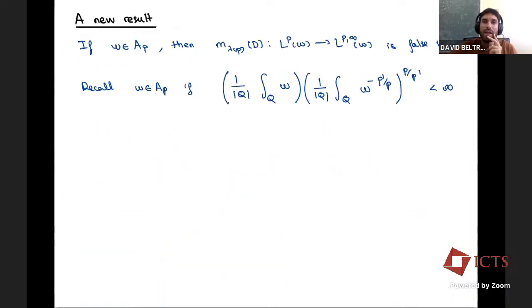In Calderón-Zygmund theory, the classical result is that boundedness continues to hold for Ap weights, which, remember, are defined by the finiteness of this left-hand side. You can think, for instance, for p equal to 2, this would be w and w minus 1, that the product w times w minus 1 is equal to 1 in an average sense, uniformly over locations and scales. This is what it is telling you, but incorporated for other p's.